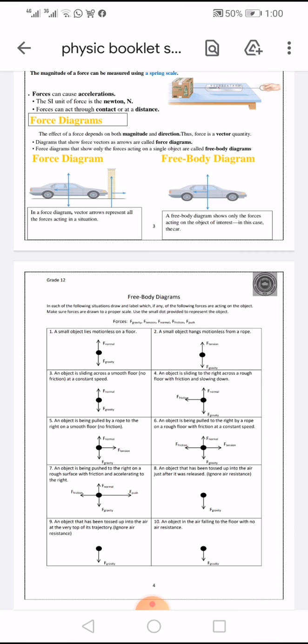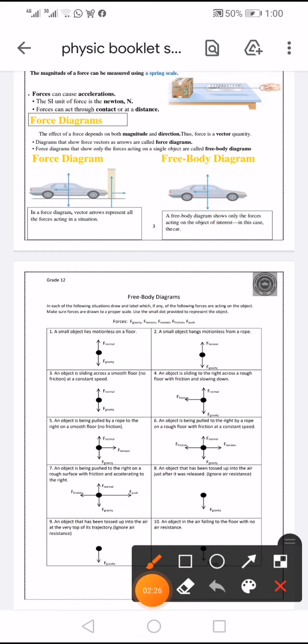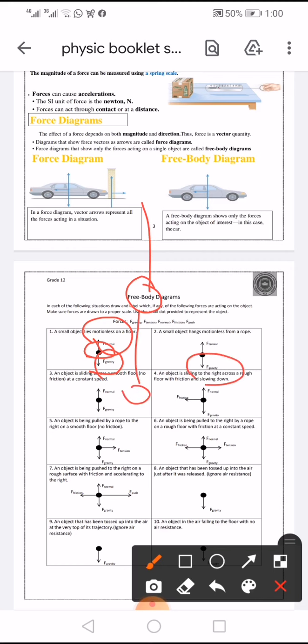A small object lies motionless on a floor. If you have a motionless object like this, the object is affected by two forces: normal force, which is the force of the object, and the downward force of gravity. A small object hangs motionless from a rope. If you have an object hanging like this, it is affected by two forces: force of gravity and force of tension.